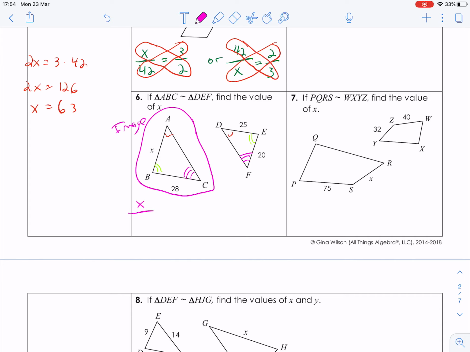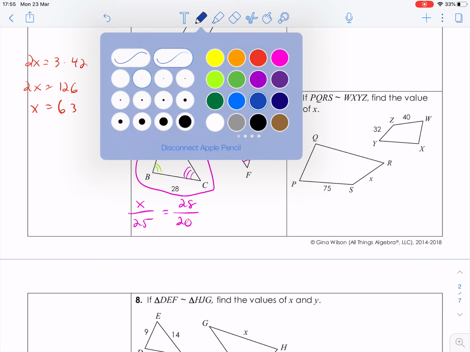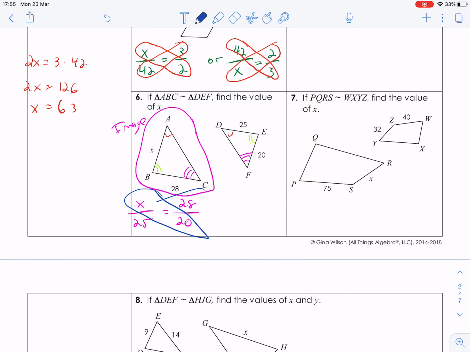So x goes with, it's between green and red. That's going to be 25. And then we have 28. That's going to be on top, since we chose x to be on top. And that's going to be between green and pink. So that's 20. And then we solve. We cross multiply. We get 20 times x equals 28 times 25. X is going to be 28 times 25 divided by 20. So x is going to be, for number 6, 35.